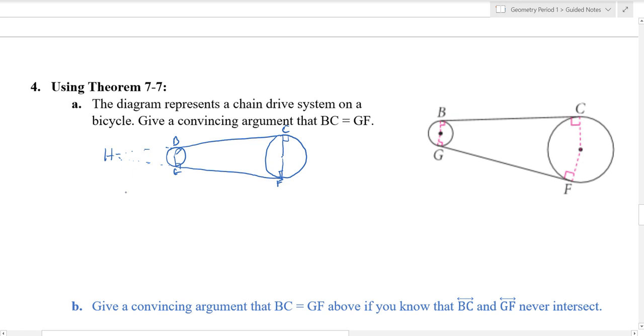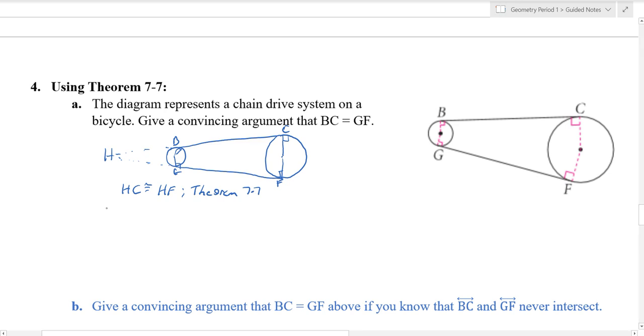And we can actually start by going like this. HC equals HF, right? That is true because of theorem 7.7, right? HC, this full new line that I just made, HC is congruent to HF because of theorem 7.7, right?